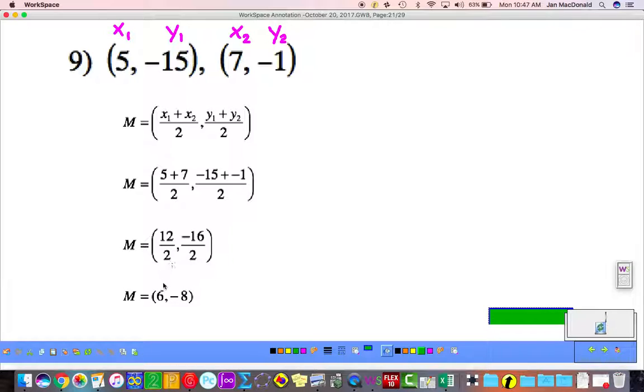Again, 12 divided by 2 is 6. -16 divided by 2 is -8. The coordinates of our midpoint would be (6, -8).